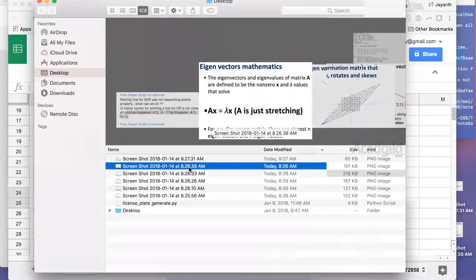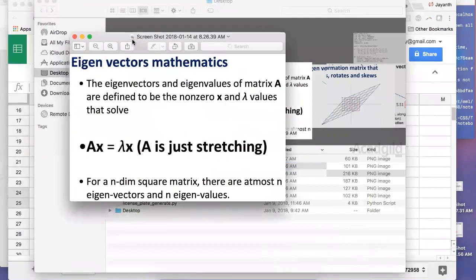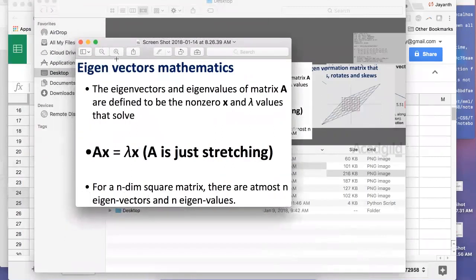So here's the math behind that. We just looked at it very simply. In fact, you guys have done it yourself. So I have AX equals lambda X. A is just stretching that vector. And conversely, A is also condensing that vector.